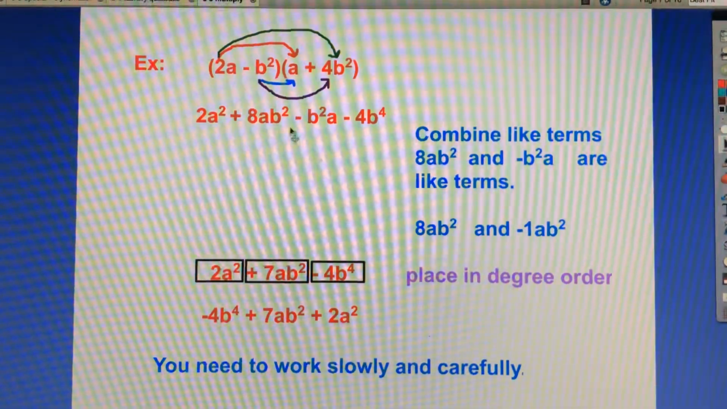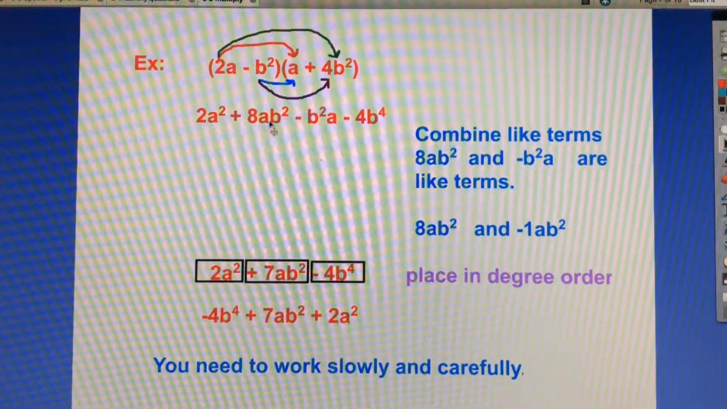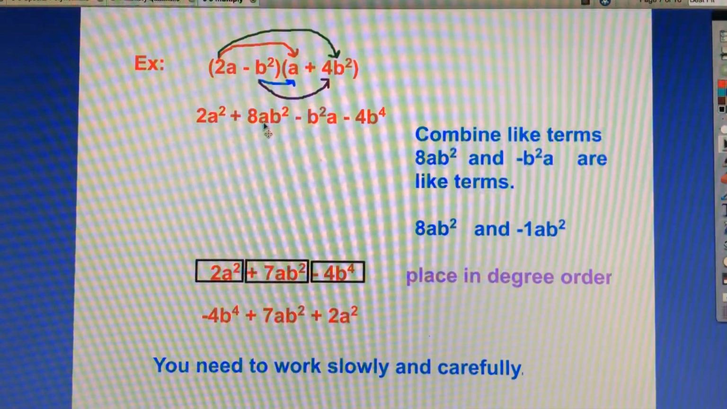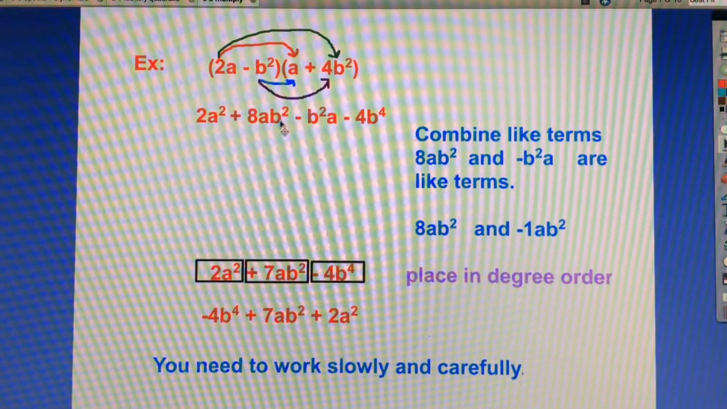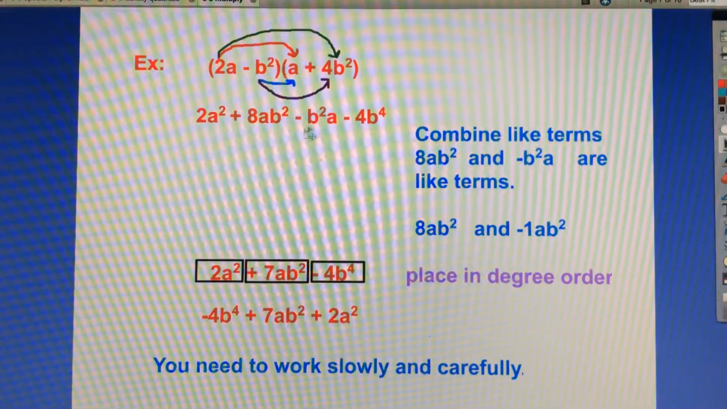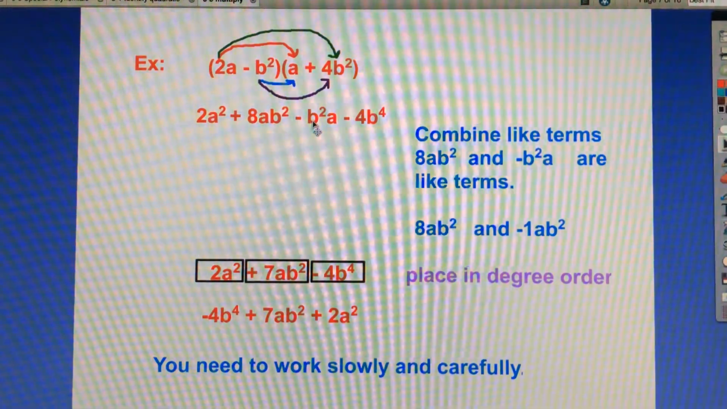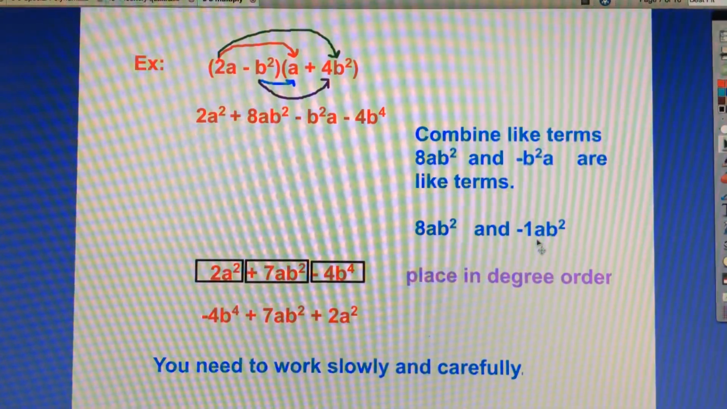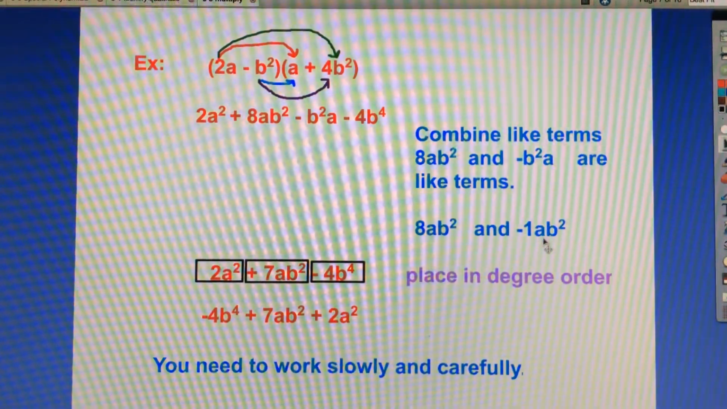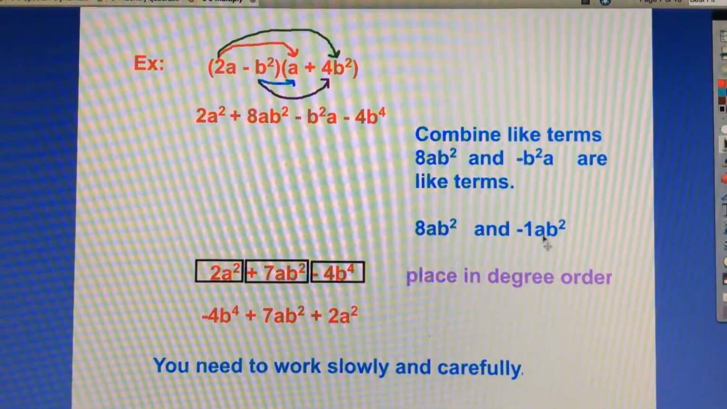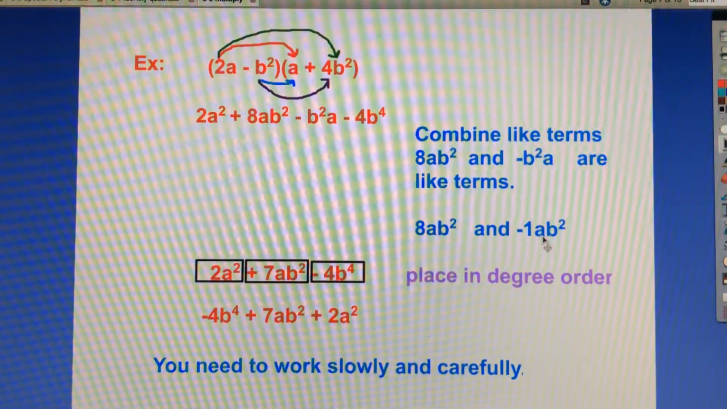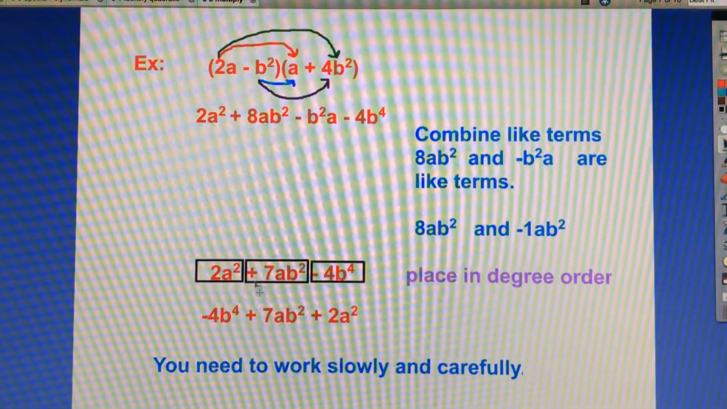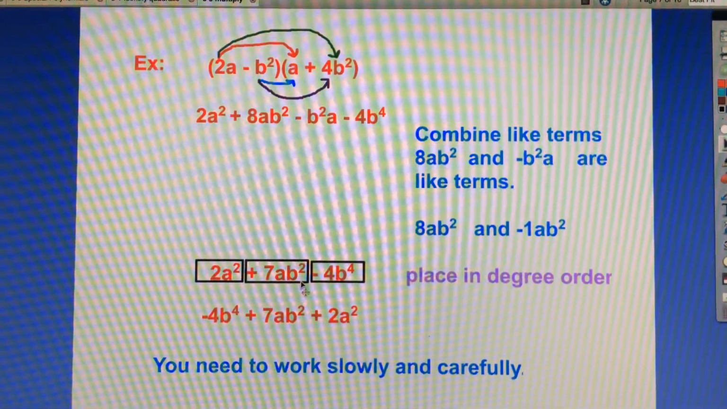Now I need to combine like terms. Look, they're not written in the same order, but they are an a and an a b squared and a b squared. These are like terms. You can rewrite them, remember, using the commutative property, and you can put the a first if it makes you more comfortable. And now you can combine them. I actually have a 7ab squared.